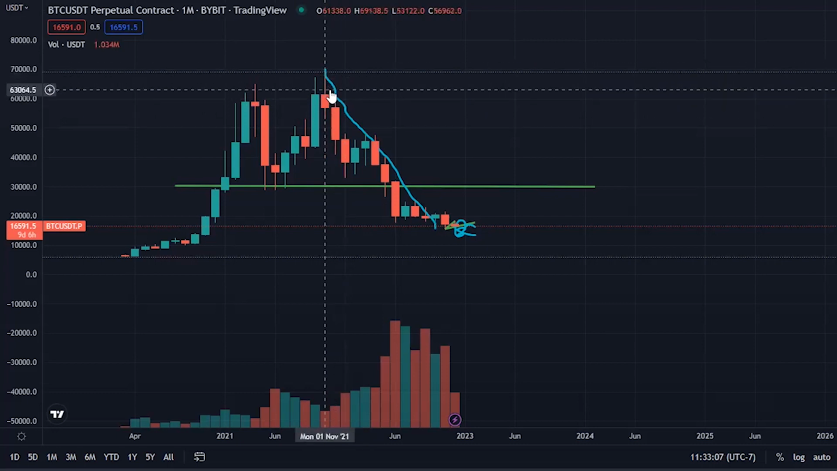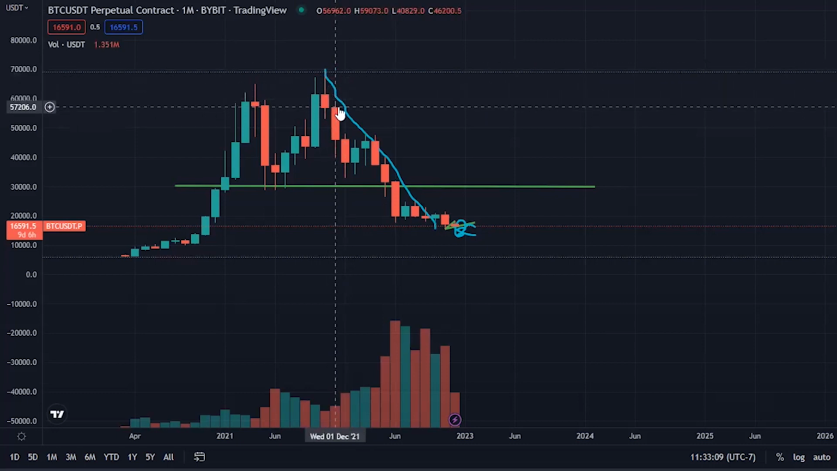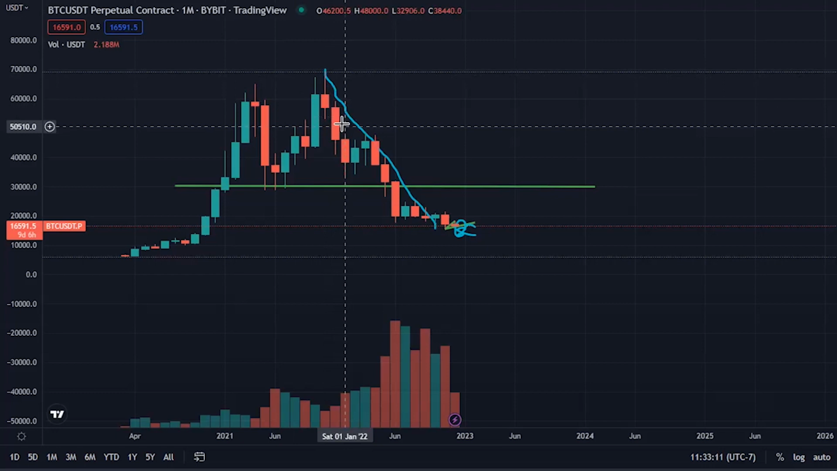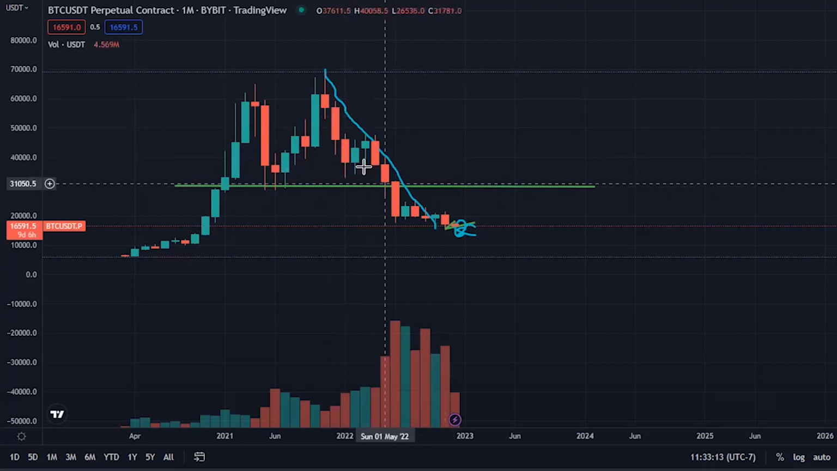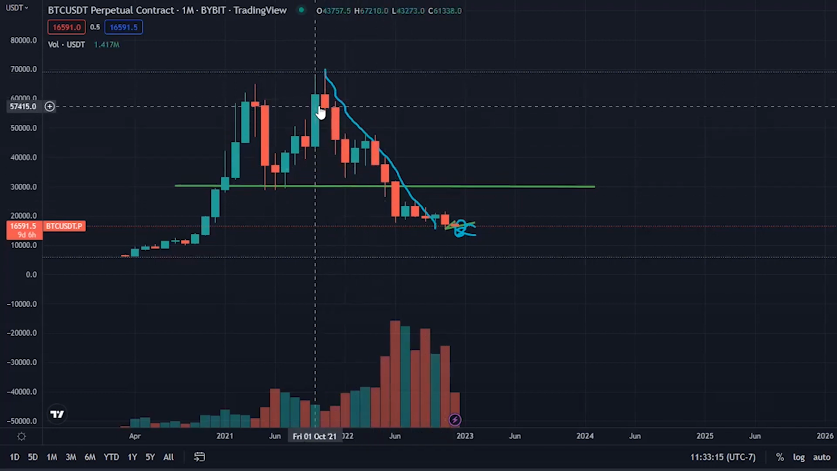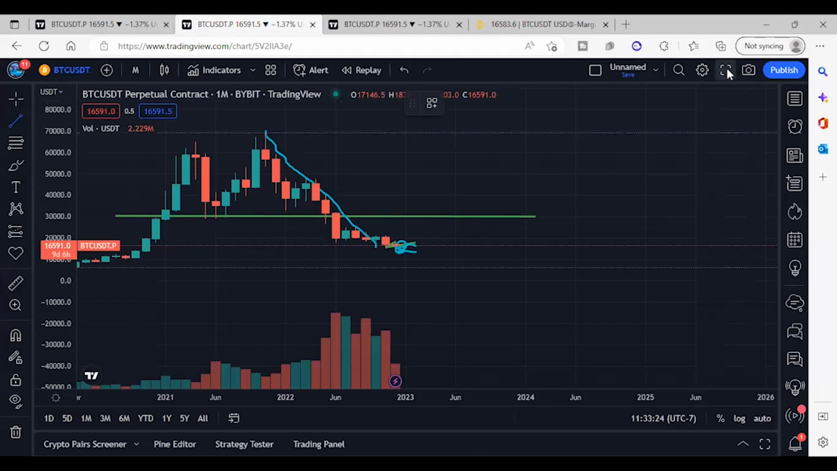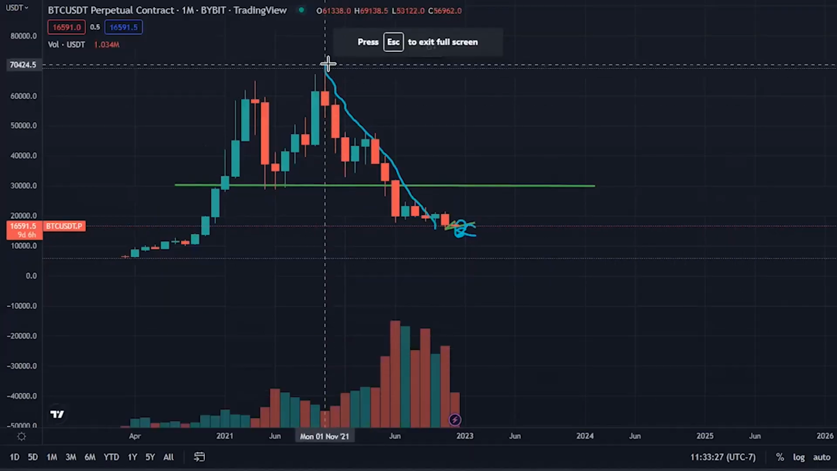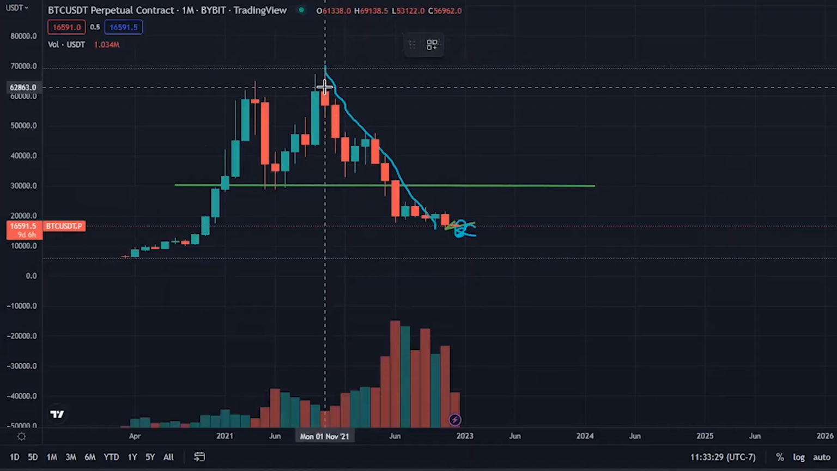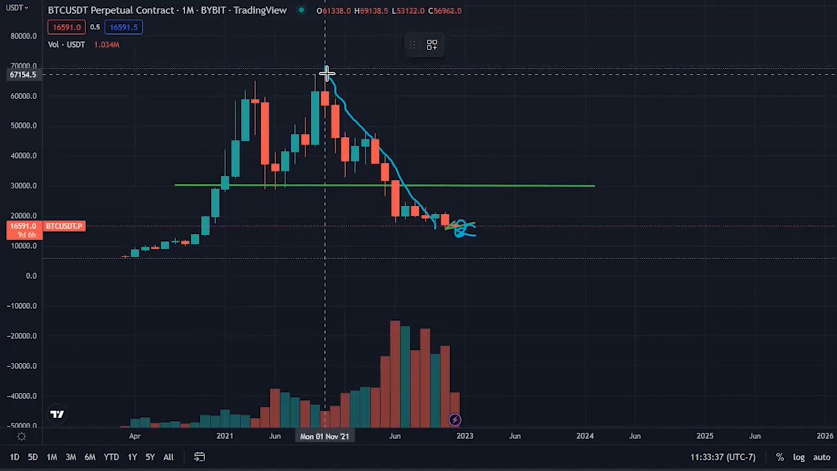Okay, when the price is forming lower highs and lower lows, then you know that the price is in a downtrend. When you're drawing your downtrend line, you basically want to be able to connect 2 or 3 lower highs. Okay, when you're able to connect 2 or 3 lower highs, then you have yourself a downtrend line.